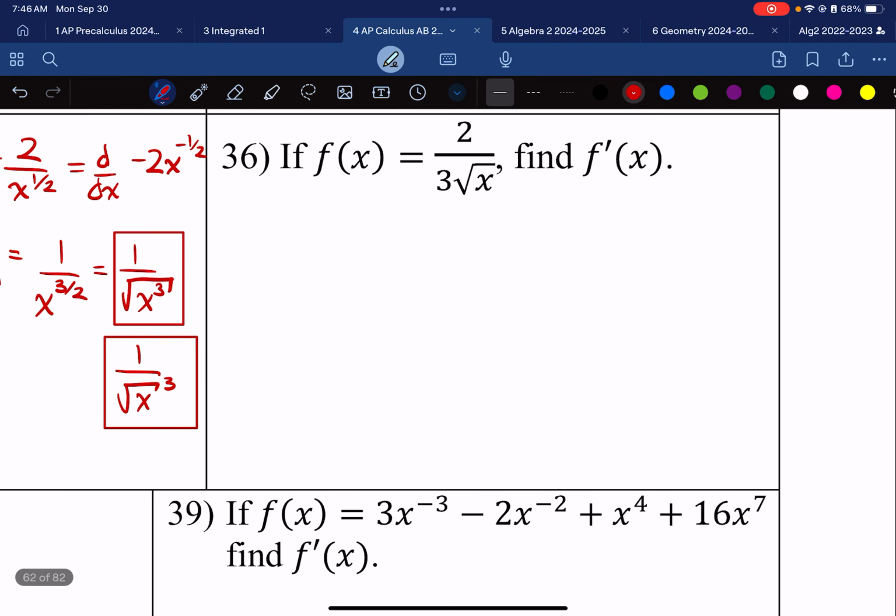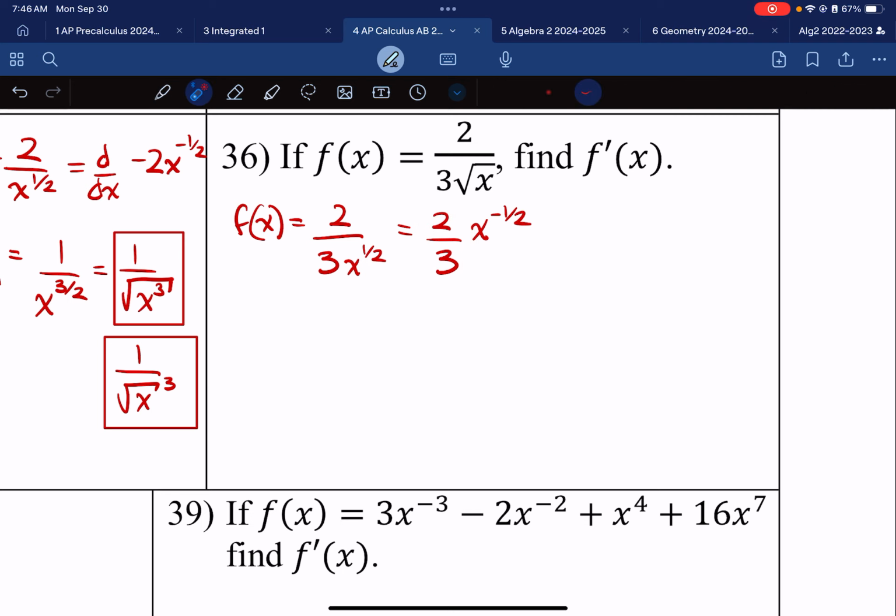All right, number 36. Oh boy, we got to rewrite this thing. So f of x is equal to, first, 2 over 3 and then x to the power of 1/2 instead of a square root of x. And it's still a fraction, so unfortunately the 2 over 3 is going to have to stay there, but then I'm going to have x to the power of negative 1/2. And you might be asking, but Mr. Sindel, you said don't take the derivative of fractions. If they're just numbers, they're okay. But if I have x in the denominator, that's never, ever okay. So I got the x out of the denominator. I'm ready to take the derivative.